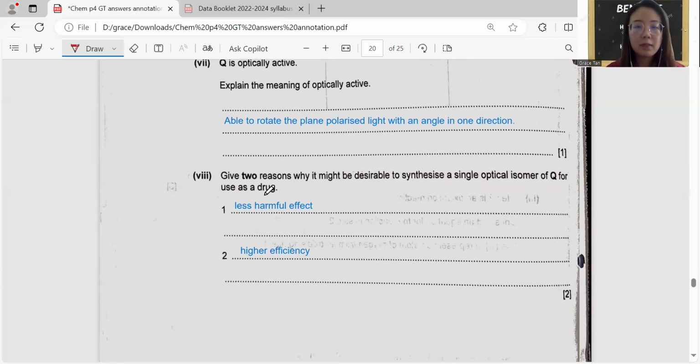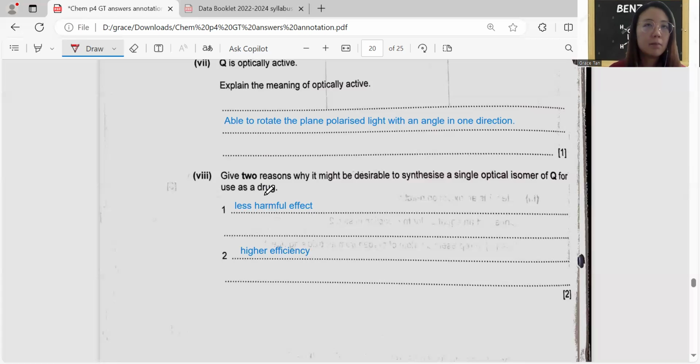Give two reasons why it might be desirable to synthesize a single optical isomer of Q for use as a drug. Because if you have a pair of optical isomers, also known as a racemic mixture, 50% will have a medicinal or therapeutic effect for humans, and the other 50%, if you're very unlucky, will be detrimental or perhaps have no effect. So normally we will only want to produce the best we can. It is desirable to only produce the good 50% and not form both, which is 50% good and 50% bad. All right. So two reasons why. Number one, less harmful effect. Number two, higher efficiency. Okay.